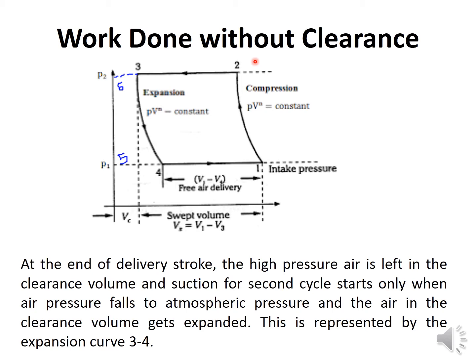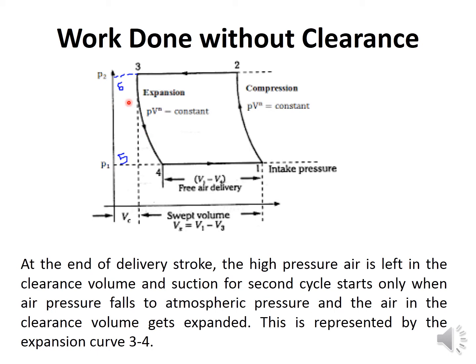So what does without clearance mean? See here, 12651 is the total work done. In that video we considered the clearance and calculated the work done for the whole part. Now we'll leave the clearance. So clearance, how much is it? 34563. So this I have to subtract from that work done equation. This is also following PV raised to n is equal to constant. So that same formula I will modify and write for this equation also.